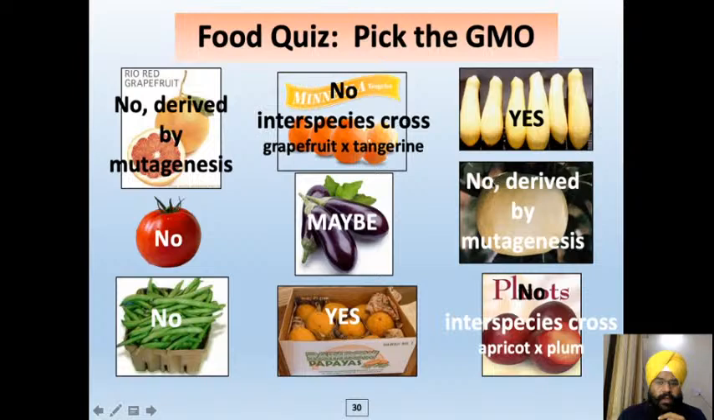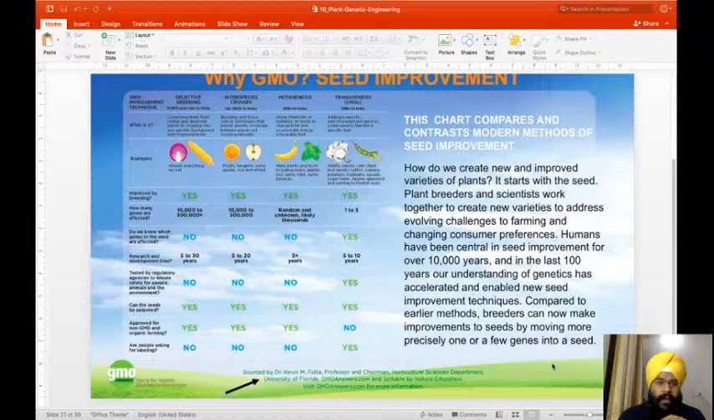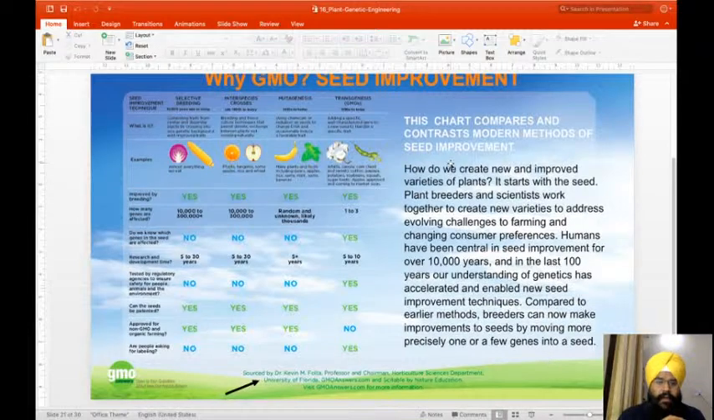So this one is derived from mutagenesis, Japanese pear. So it could be maybe. This is no. This is yes, and this is no. This is also an interspecies cross between apricot and plum, grown together. So that's it from this perspective.